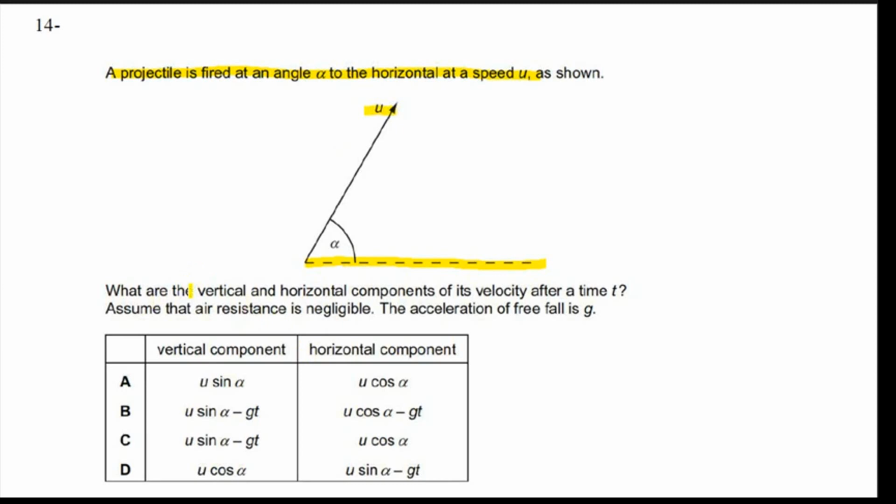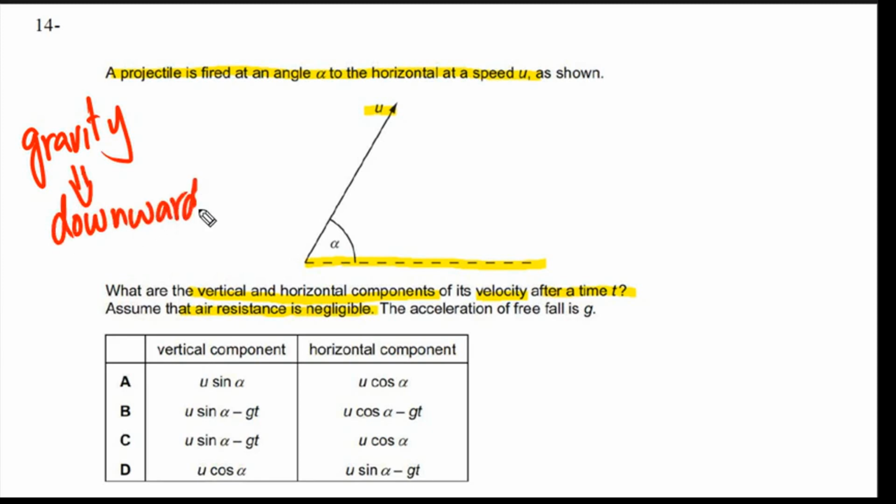What we need to find are the vertical and horizontal components of its velocity after a time t. Also, you can see it is given that air resistance is negligible. So it simply means that in this case the only force acting on the projectile is gravity, and gravity we understand always acts downwards. This is a very important piece of information we need to understand.